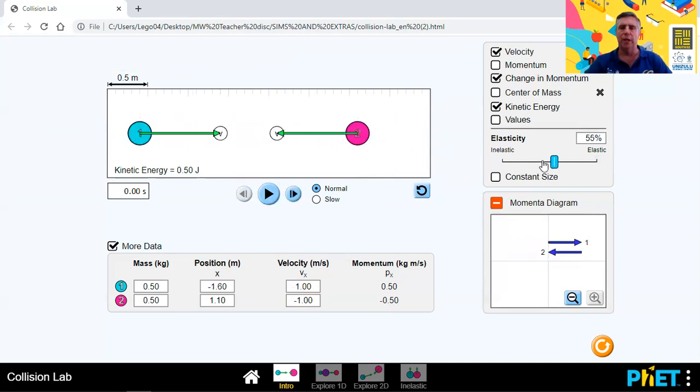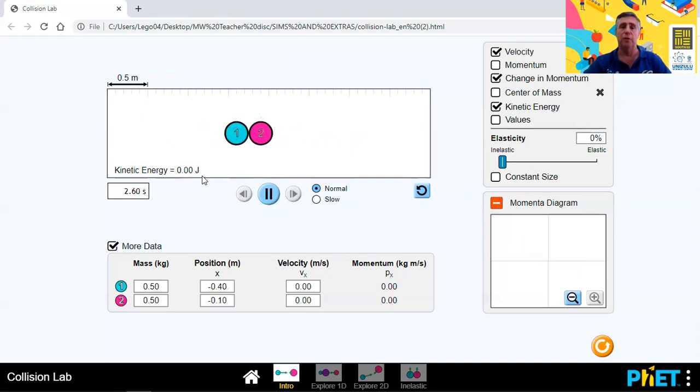Let's have a look at an inelastic collision where the balls will actually deform and stick together. Kinetic energy 0.5 joules before, kinetic energy afterwards is 0. So that's what you saw with that extreme head-on car crash. All the energy, all that kinetic energy goes into deformation and they don't bounce off at all.